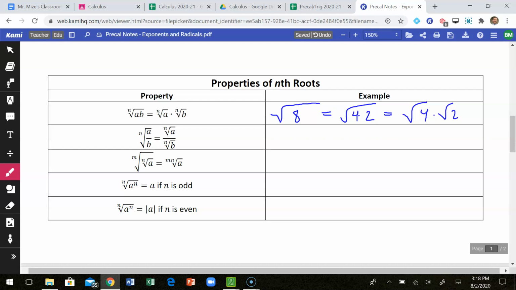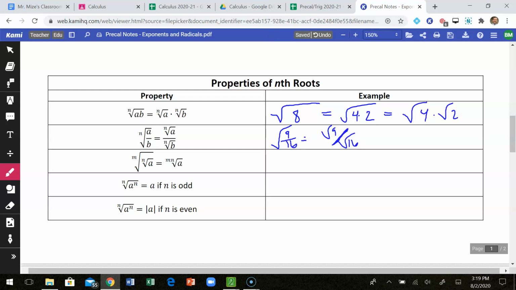Same thing with a fraction. I could do the square root of 9 over 16, and that would become the square root of 9 over the square root of 16. Okay, I can split that up into separate square roots there.